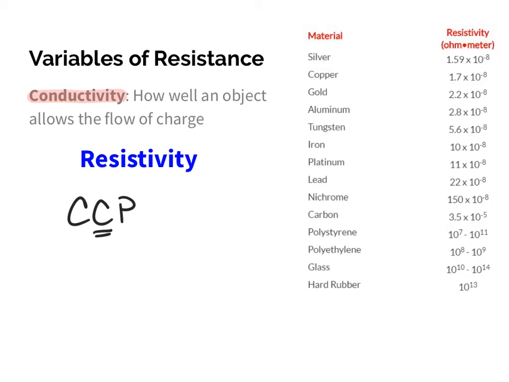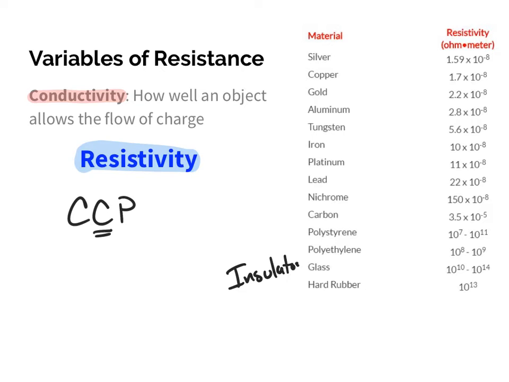So the inverse of that, how that relates to resistance, is called resistivity. If conductivity is how well a material conducts or allows the flow of charge, resistivity is how much it resists the flow of charge. This chart is a view of how different materials resist the flow of charge. Down towards the bottom we have rubber and glass, and as you should know, rubber, glass, and those things are insulators.